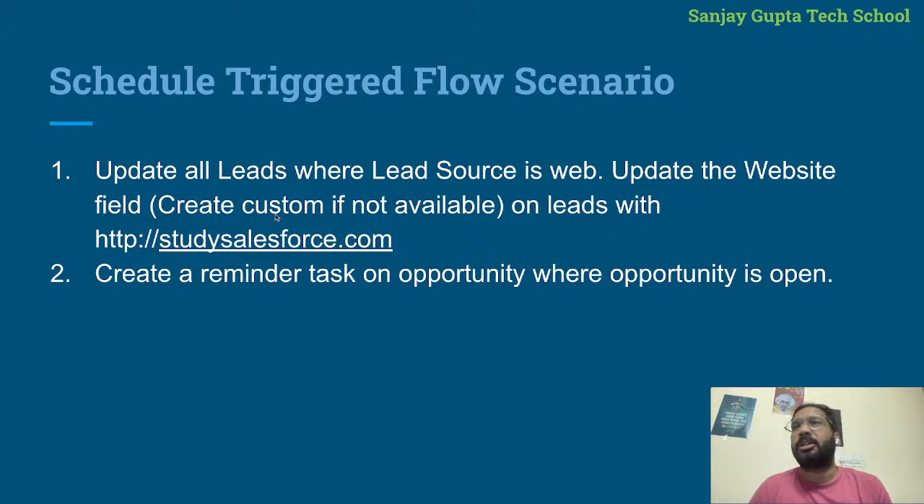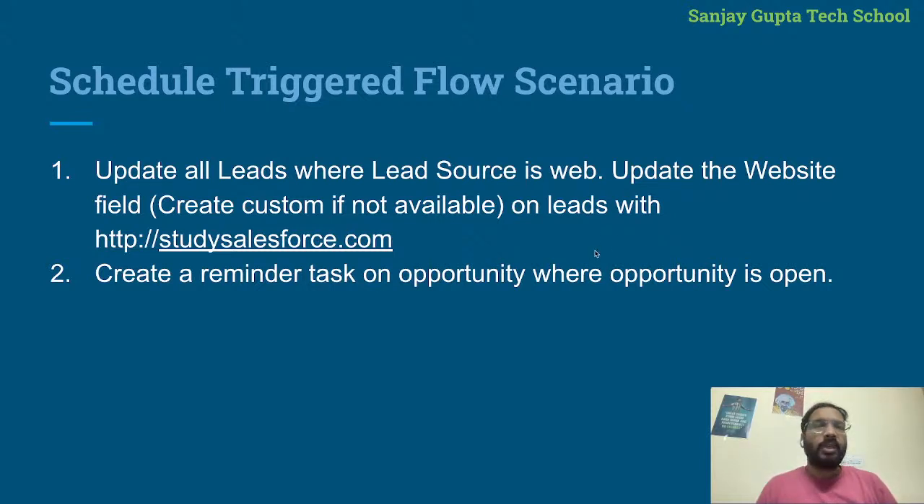We will be checking whether the website field is available. If it is not available, you can create it as a custom field. And we will be storing this website, studysalesforce.com, into that field. So wherever there are existing leads where lead source is web, on those lead records we just need to store this website name, right? This is the requirement, and we need to do it on existing records.